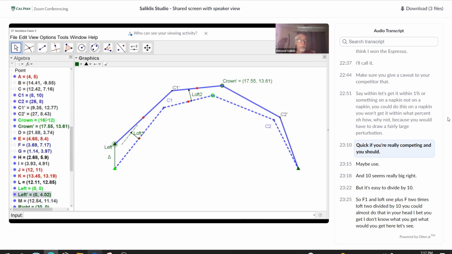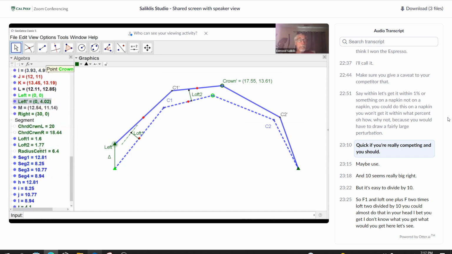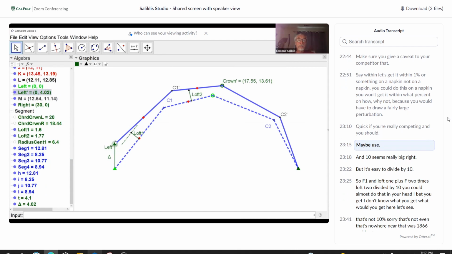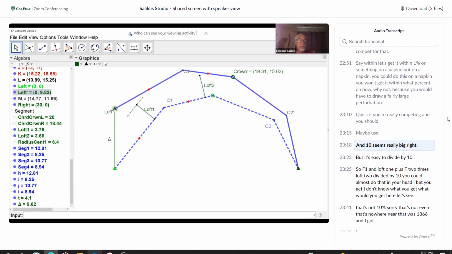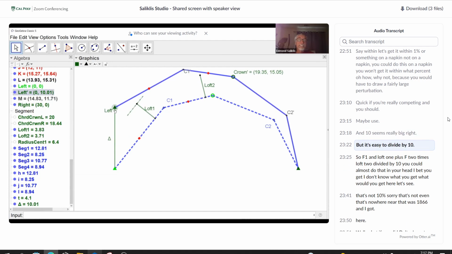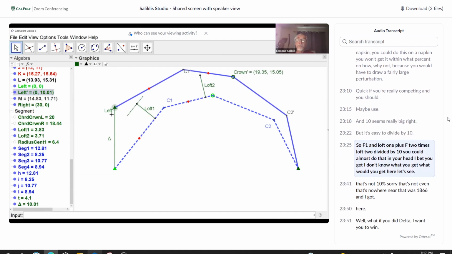If you're really competing, and you should, maybe use 10. 10 seems really big, right? But it's easy to divide by 10. So F1 times loft 1 plus F2 times loft 2 divided by 10. You could almost do that in your head. I bet you get, I don't know what you'd get. What would you get here? Let's see.